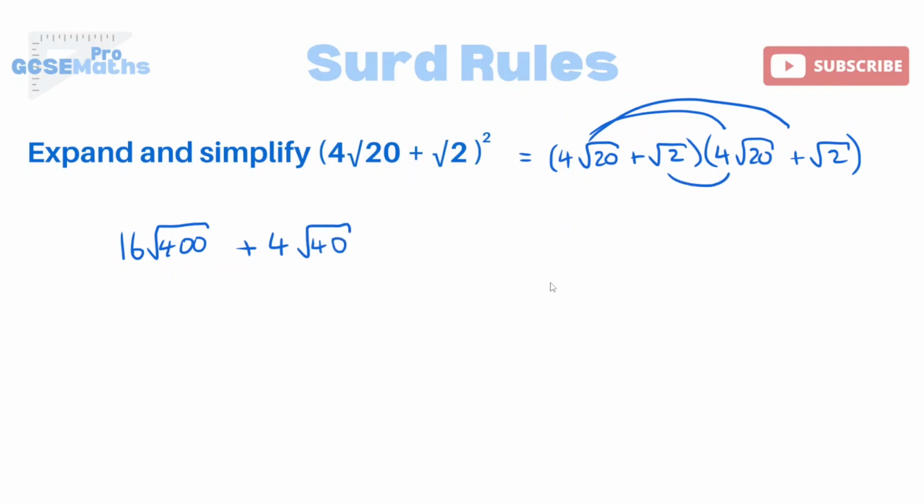Come down here. Now, because we're multiplying the same bracket together, we kind of know what the next bit's going to be. It's just the other way around, isn't it? So root 2 times 4 root 20 is still 4 root 40. Same exact multiplication, just in a different order. And finally, root 2 times root 2. Luckily, these are all positive, so we don't need to worry about the symbols. That will be root 4. So we've expanded everything. Now let's go through and simplify it.